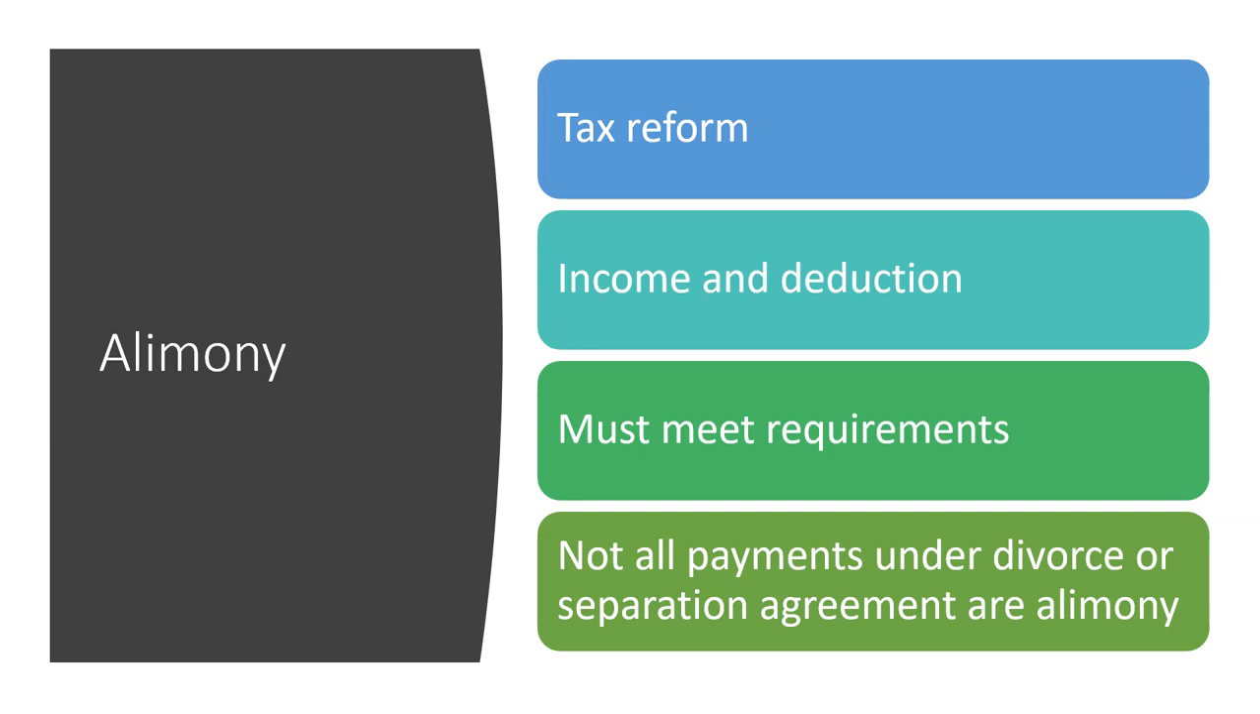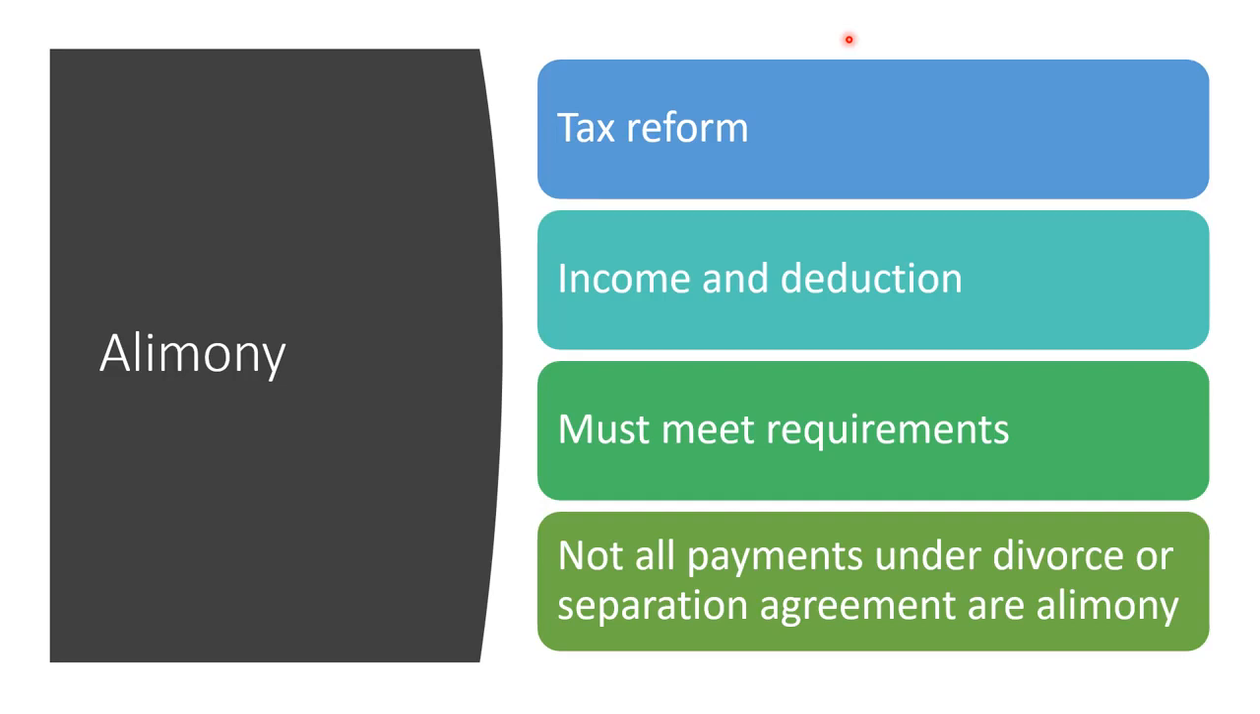Alimony. Alimony is impacted by tax reform. Don't include alimony payments that are received under a divorce or separation agreement that is executed after 2018, or executed before 2019 but later modified, if the modification expressly states that the repeal of the deduction for alimony payments applies to the modification. Note these rules do not impact tax years 2018 or before.